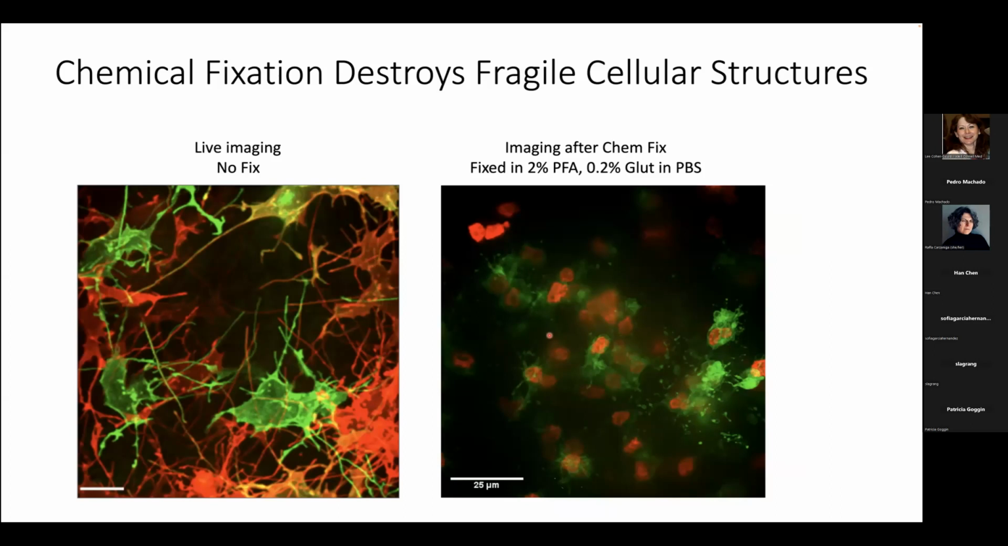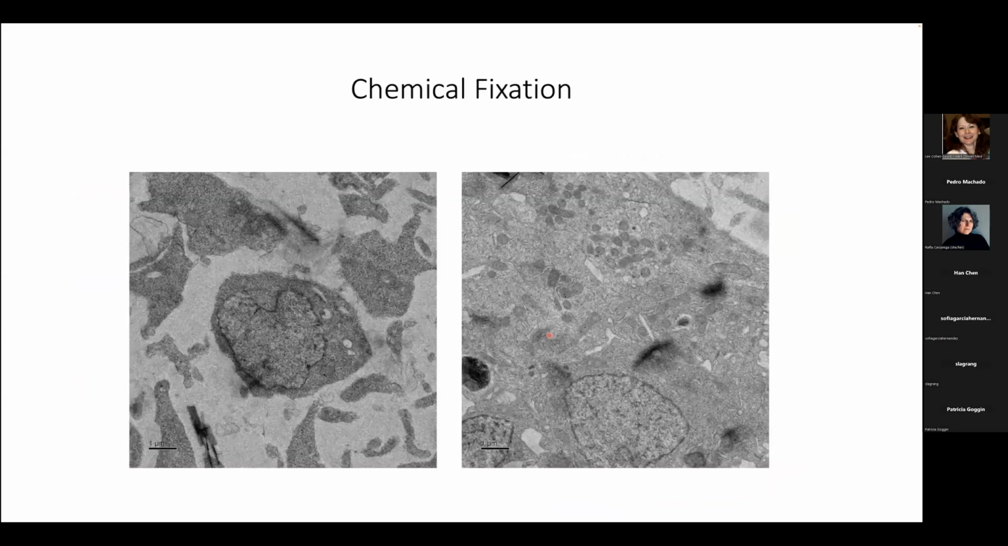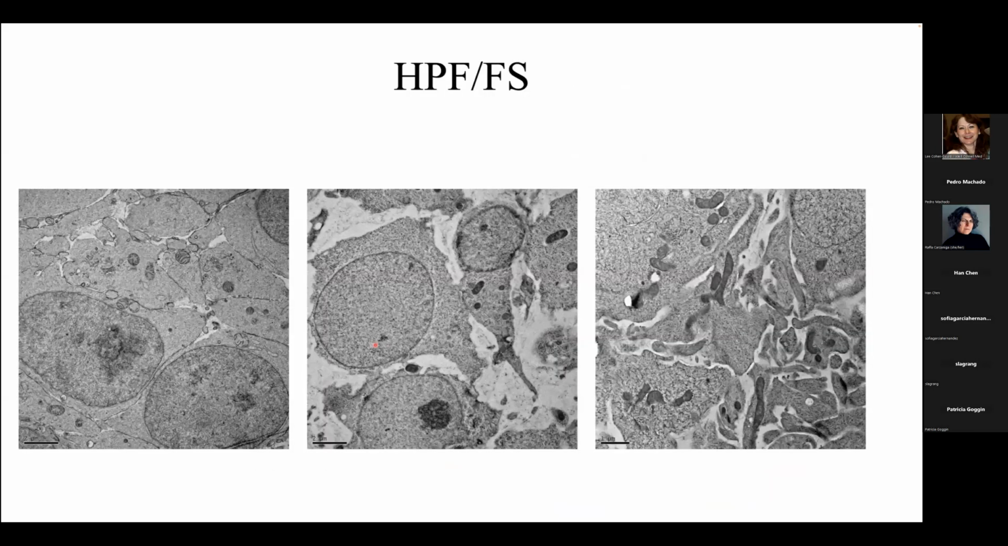When Tim came to me, we looked at EM of ChemFix just to prove to ourselves that you do indeed get these little fragments, and the cells don't look very happy. But I said, well, let's go to high pressure freezing and freeze substitution. We worked out some conditions that worked. We got lovely cell preservation, and we could also see the cytonemes still attached to the cells, still reaching out.